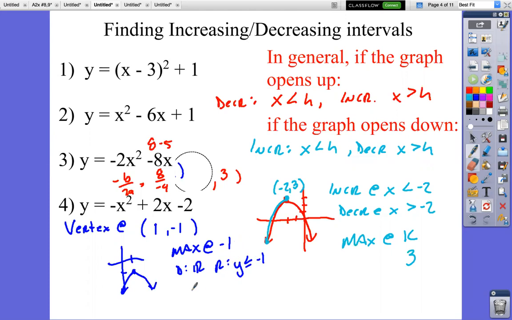Now increasing and decreasing intervals. My increasing interval is what? X is where's the increase? Less than 1. Perfect. So on the left side of this, it's increasing, so less than 1, and it's decreasing where it's greater. Greater. Any questions?